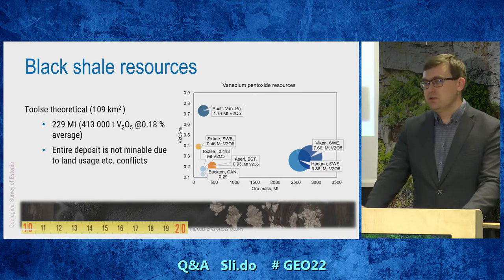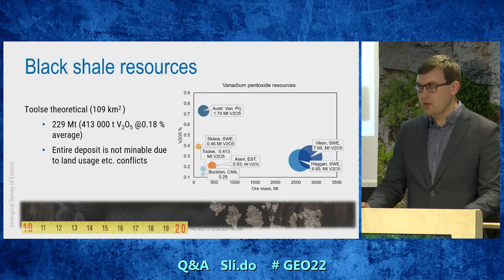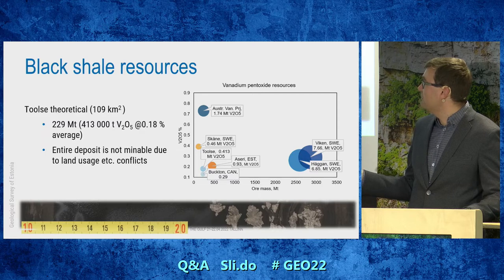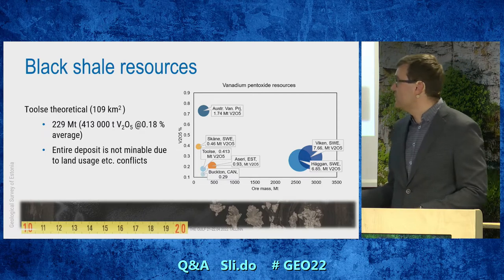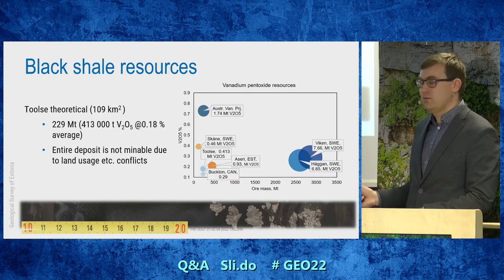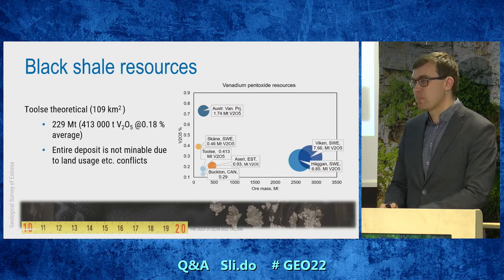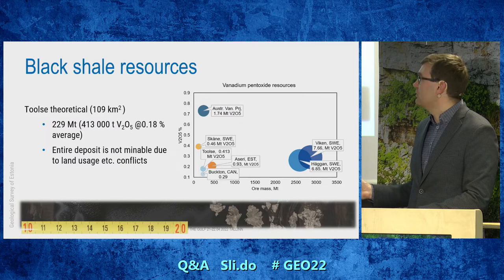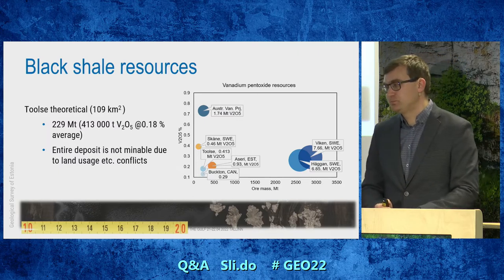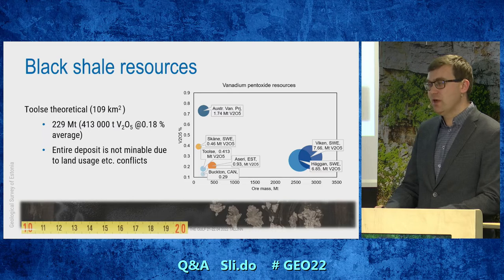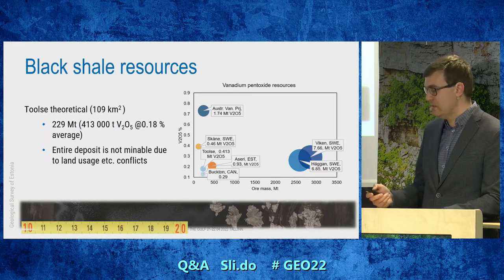Now about the size of the black shale resources. As I showed you, the black shale covers a large part of the northern shelf of Estonia, or this white band. But in this chart, we have chosen the area that overlaps with the Toolse phosphorite deposit. In this area, it's estimated to have around 230 million tons of ore, and it contains around 400,000 tons of vanadium oxide. What must be kept in mind is that definitely not the entire deposit is mineable. The question is how big a part of it can be used.